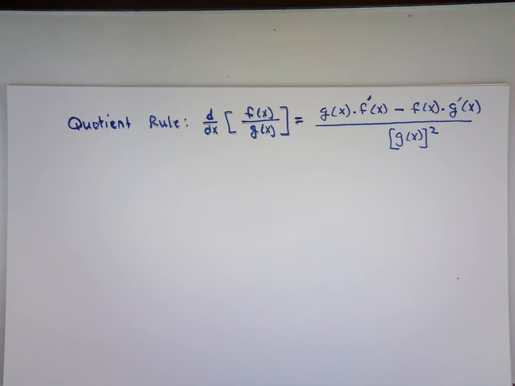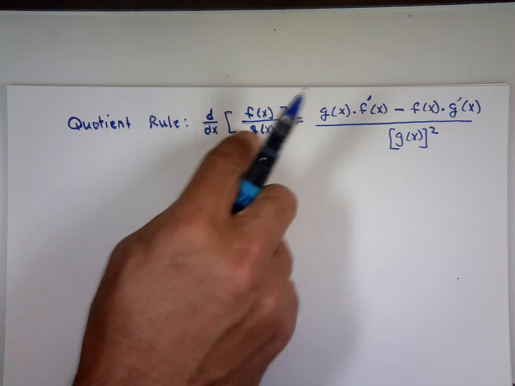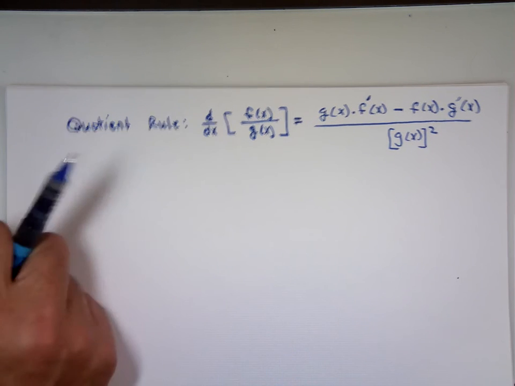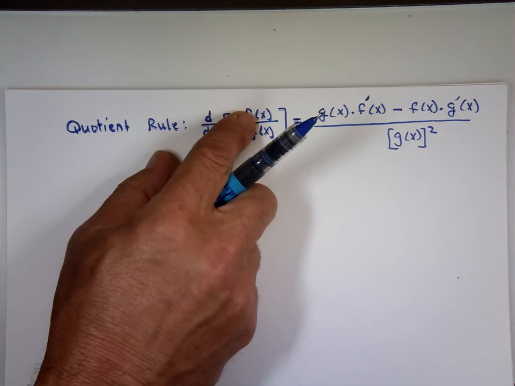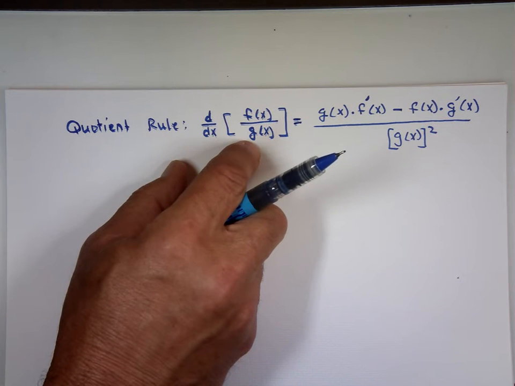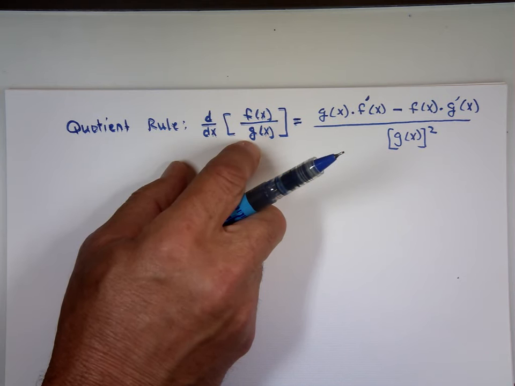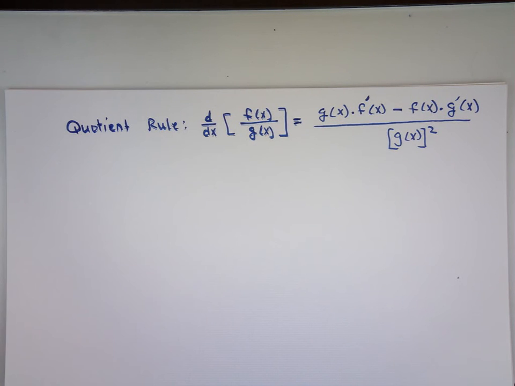My old teacher gave us a funny way to remember that. She said low d high, meaning low times the derivative of the high on the numerator. Minus high d low, all over the square of the low. So low, d high, derivative of the high one, minus high, d low, derivative of the low one, divided by the square of the low. Yeah. That's what that is.